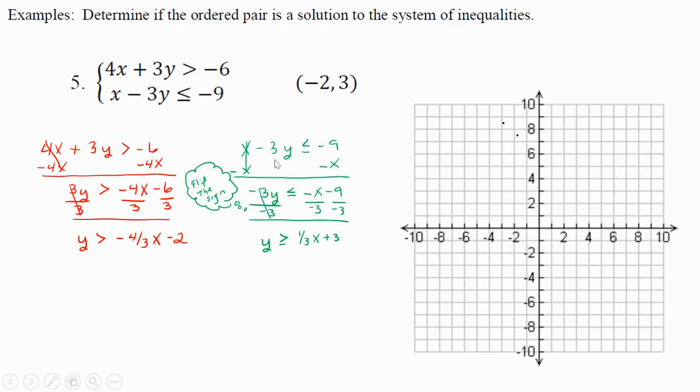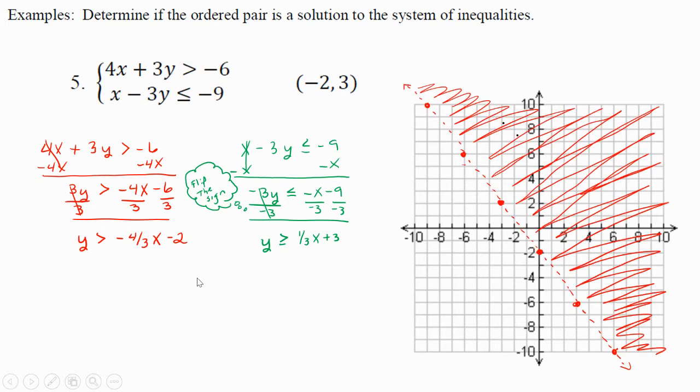The other one, we're going to subtract the x. And when we divide everything by -3, you've got to remember to flip that sign. If you don't flip the sign, because you divided by a negative, you're going to end up shading the wrong way and getting the wrong answer. So you have to memorize when to flip the sign. If you multiply or divide by a negative, flip the sign.